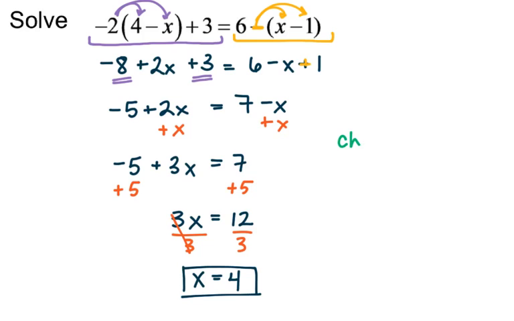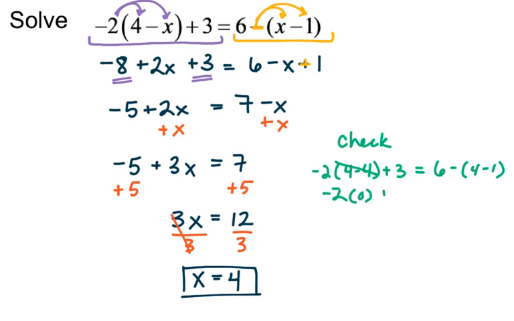Remember, you should always check your work. So negative 2 times the quantity 4 minus 4, plus 3 equals 6 minus the quantity 4 minus 1. So 4 minus 4 is 0, so negative 2 times 0 plus 3. Anything times 0 is 0. I have 3 on the left.